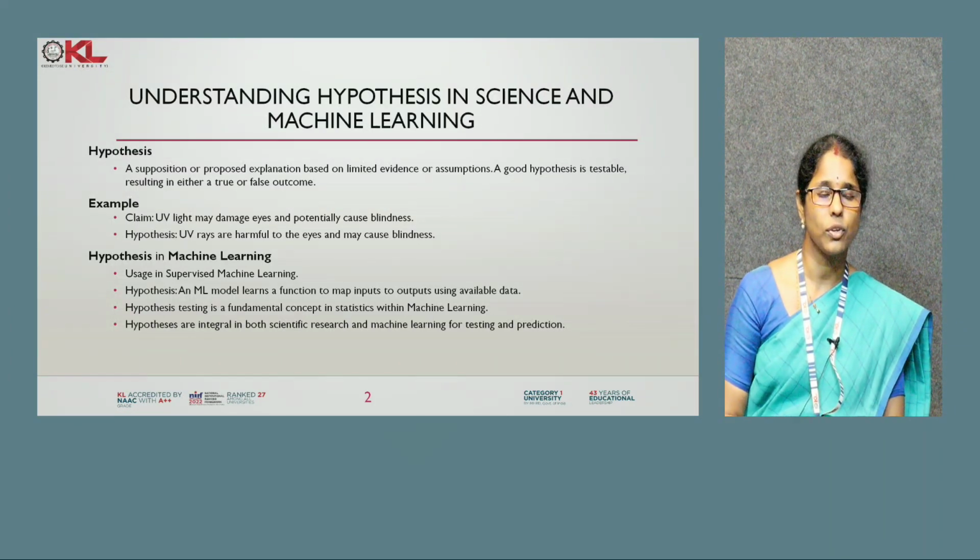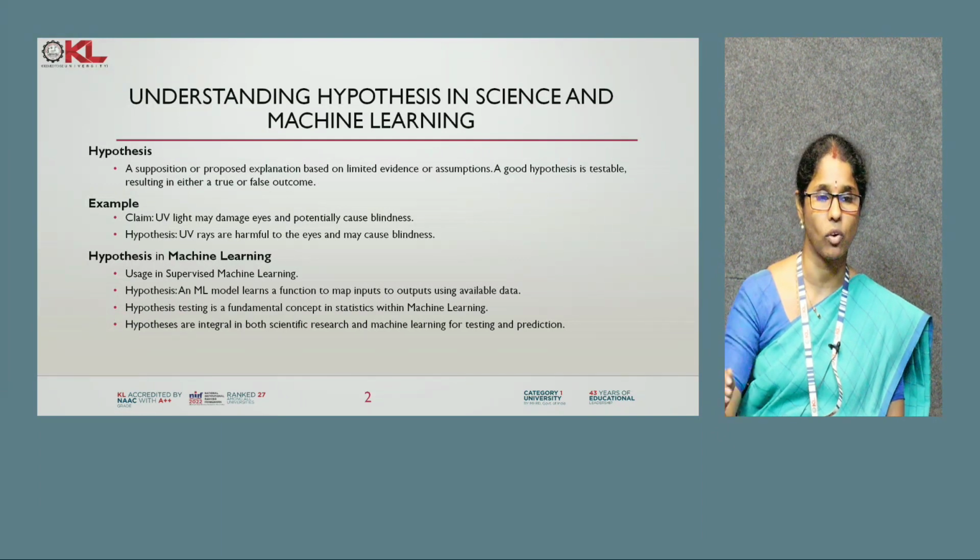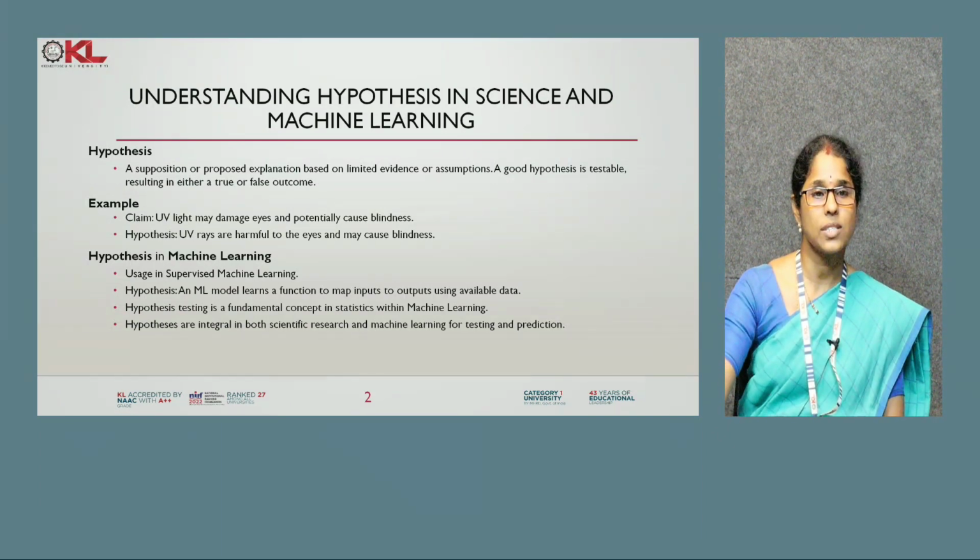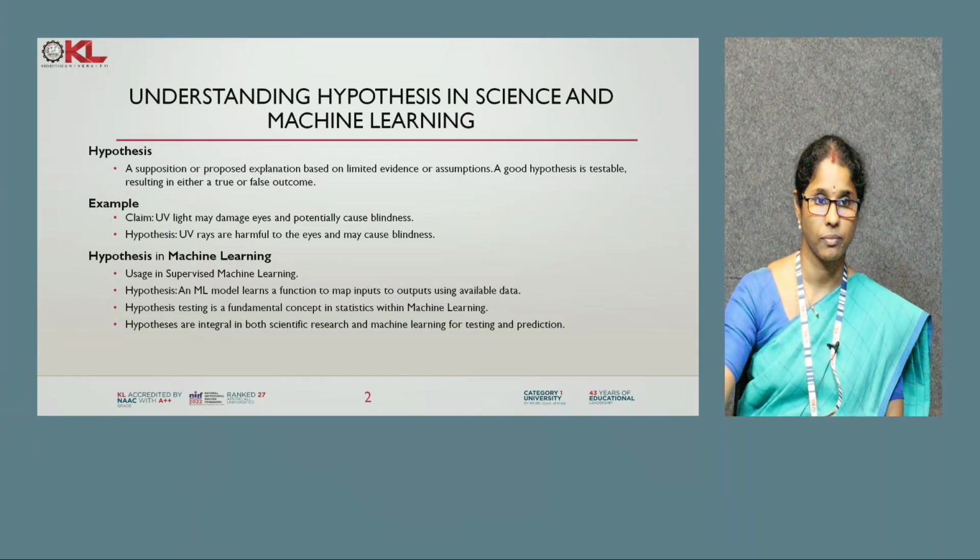Example, if you claim that UV light may damage eyes and potentially cause blindness, in such case you may assume that UV rays are harmful to the eyes and may cause blindness. So what is the use of hypothesis in machine learning? In machine learning, hypothesis is used in supervised learning.